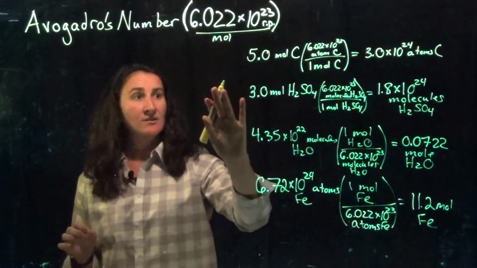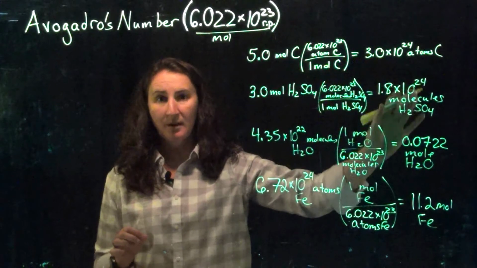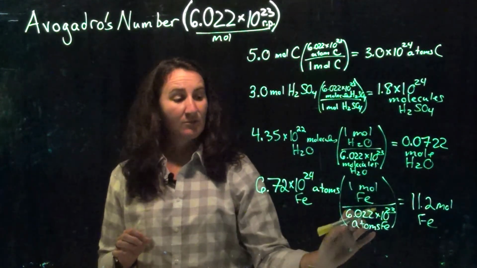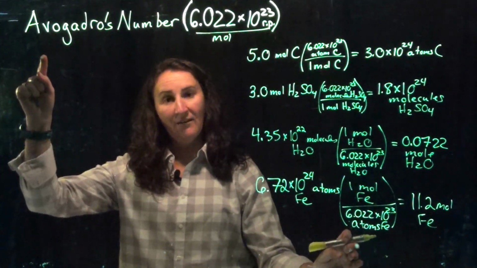And now I know how to convert from moles to atoms, moles to molecules, or molecules to moles, atoms to moles. And that is simply through a conversion factor which uses Avogadro's number.